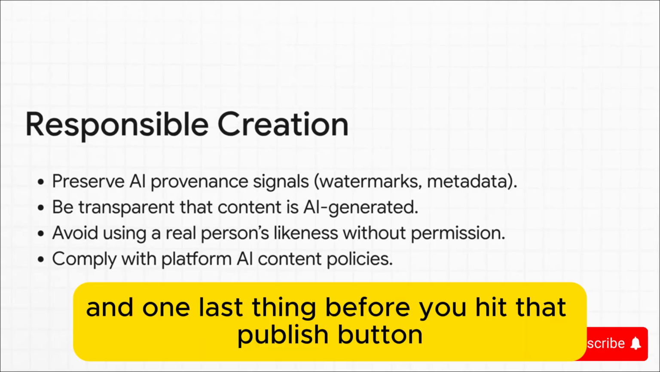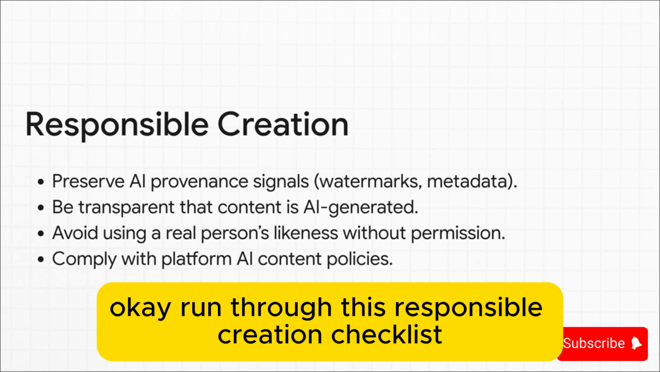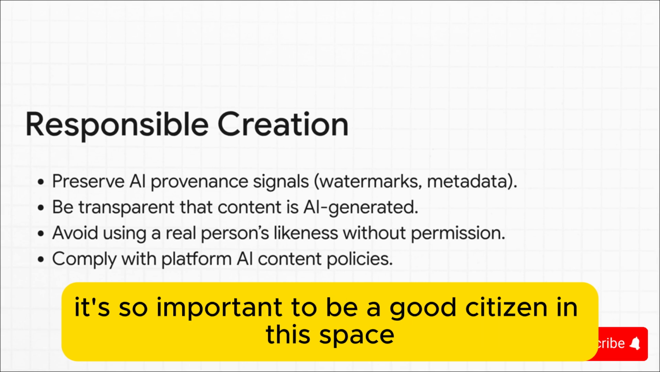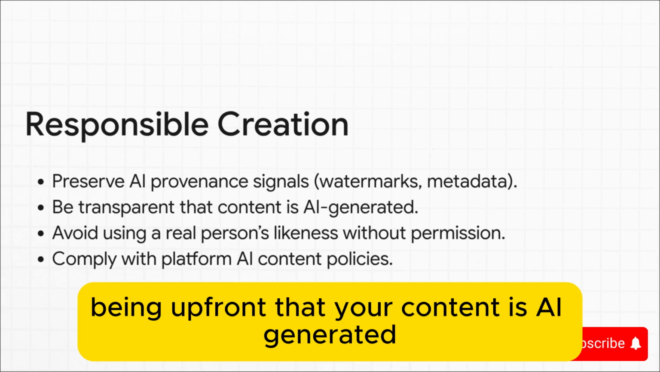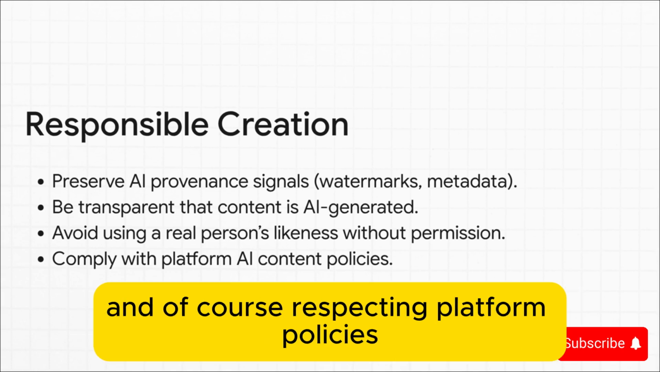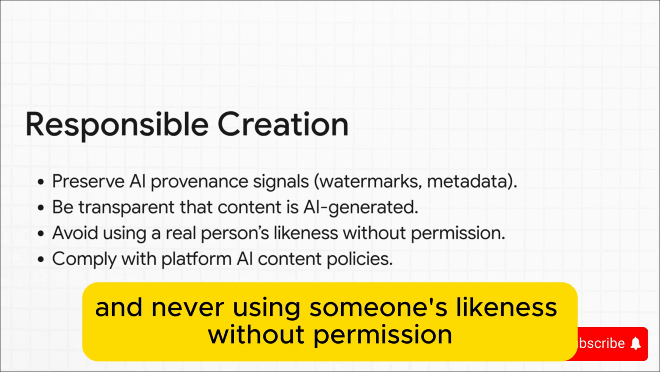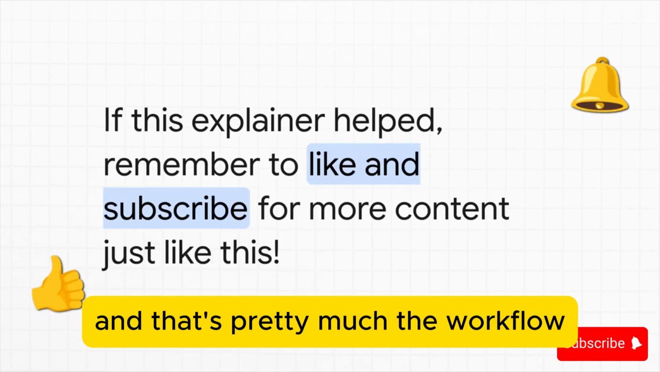Simple as that. And one last thing, before you hit that publish button, okay? Run through this responsible creation checklist. It's so important to be a good citizen in this space. That means keeping watermarks, being upfront that your content is AI generated, and of course, respecting platform policies and never using someone's likeness without permission. And that's pretty much the workflow.